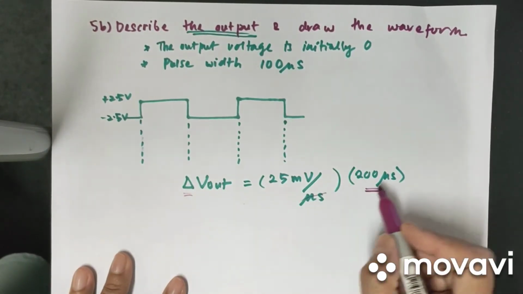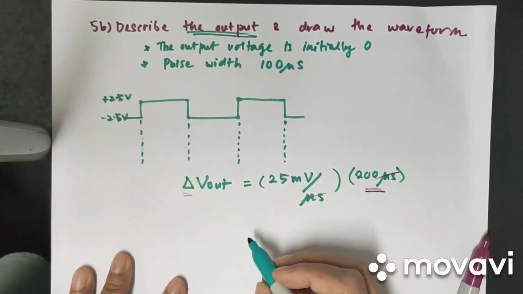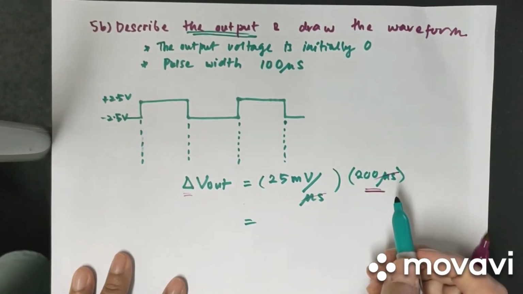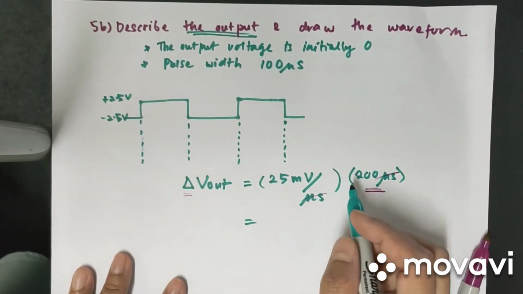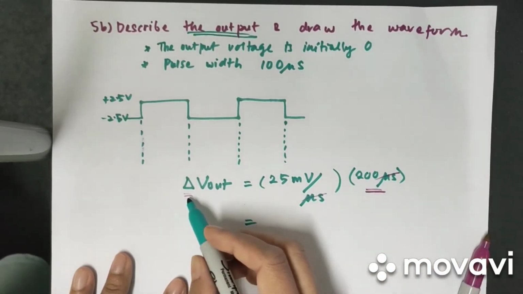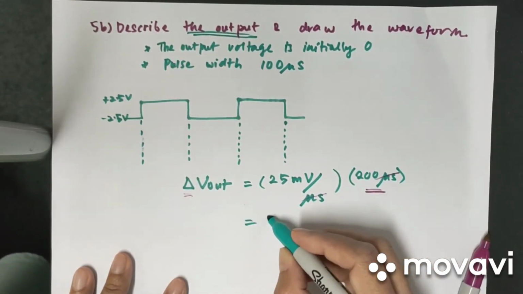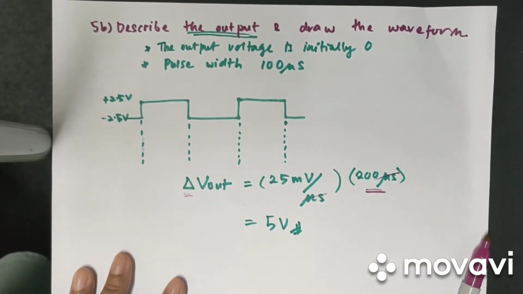Good. So now you can simply cancel out the microsecond, leaving your answer only the voltage value, right? So now you get the value of delta V out as 5 volts.